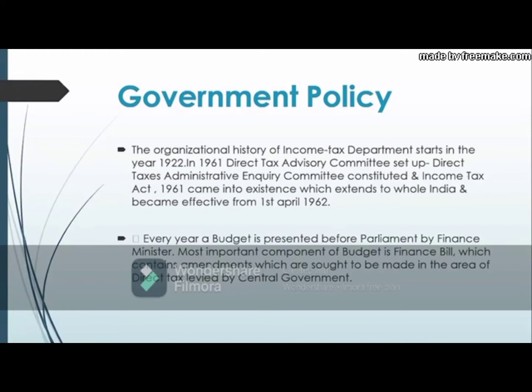Every year, a budget is presented before Parliament by the Finance Minister. The most important component of the budget is the Finance Bill, which contains amendments which are sought to be made in the area of direct tax levied by the central government.